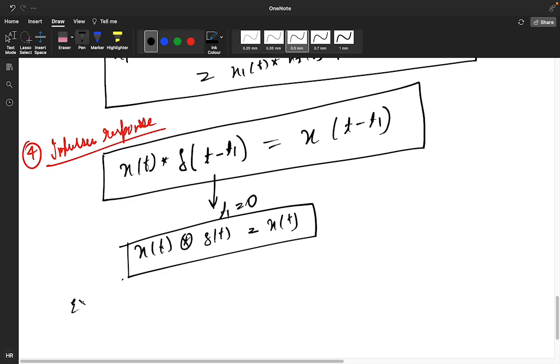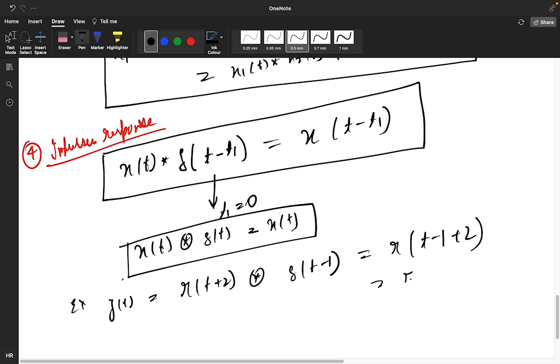Example, y of t, they had given r of t plus 2 convoluted with delta t minus 1. So what will be the result? Your t will become t minus 1. So r of t minus 1 plus 2. So you will get r of t plus 1. That's it.